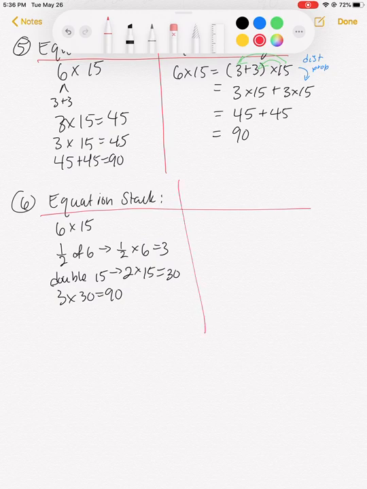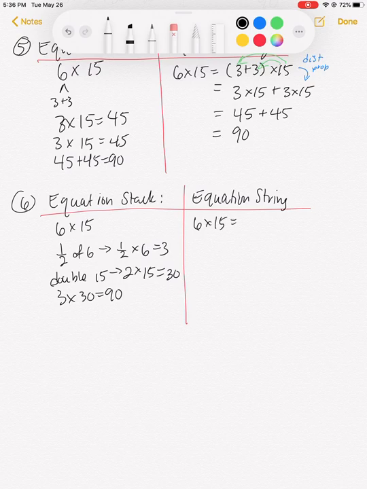So how would this look as an equation string? Does this work all the time? Well, let's see. So 6 times 15 is equal to, we need to get the halves and the doubles in there. But there's no twos or halves in there right now. So we need to generate it using our identity. 1 times 6 times 15. So I'm going to take that 1, I introduce a 1, and split it into 1/2 times 2.